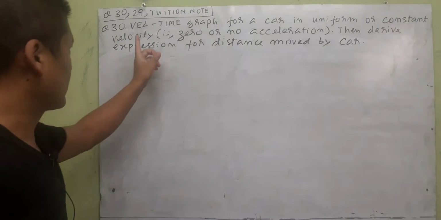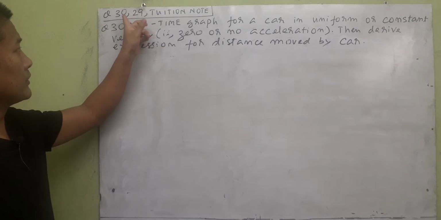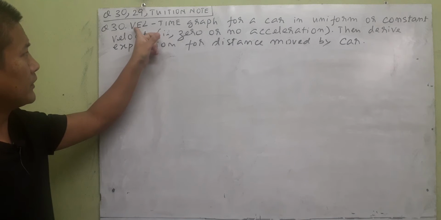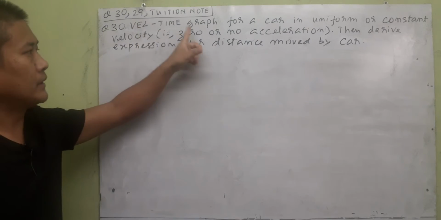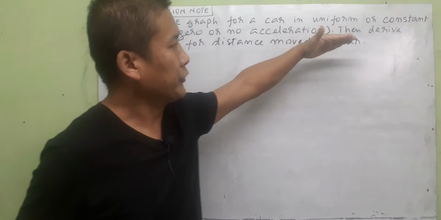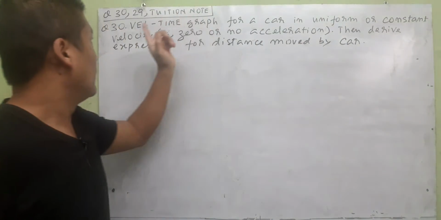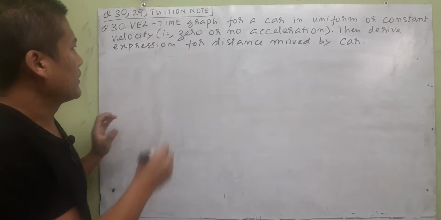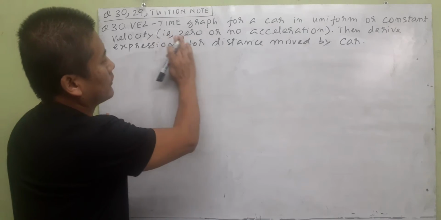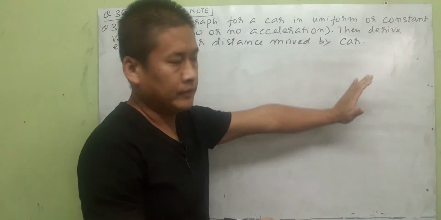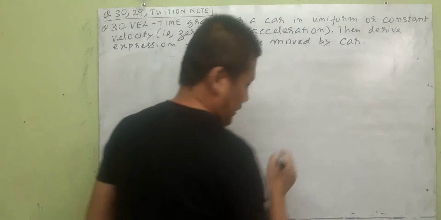Okay, so in this class we'll discuss these two questions here. First one we'll discuss 30. Is the velocity time graph for a car uniform or constant velocity? In other words, the car is in zero or no acceleration, right? So let us draw the graph of that car.